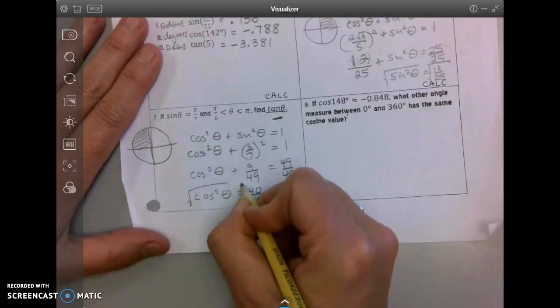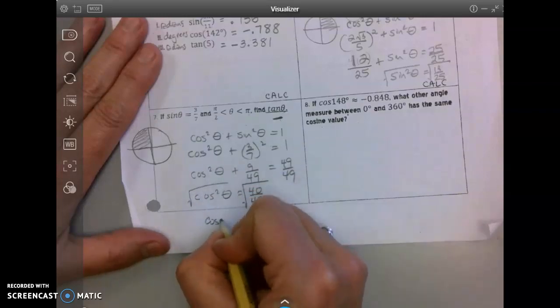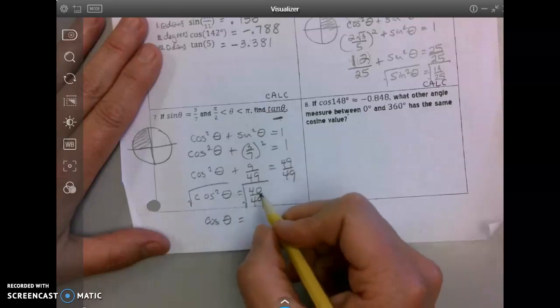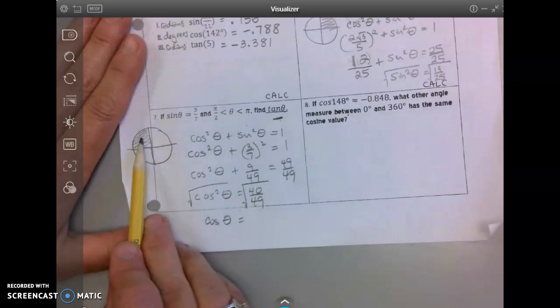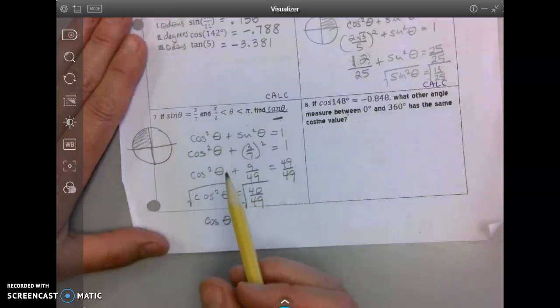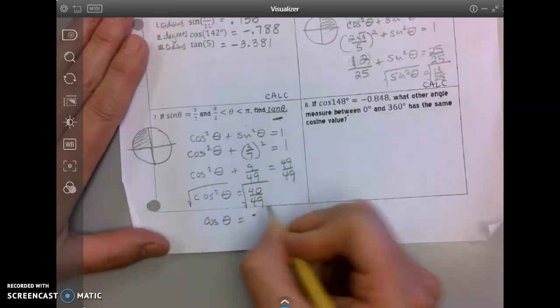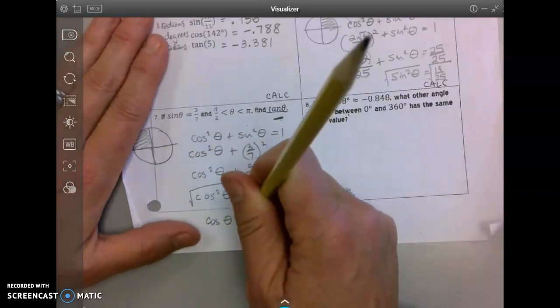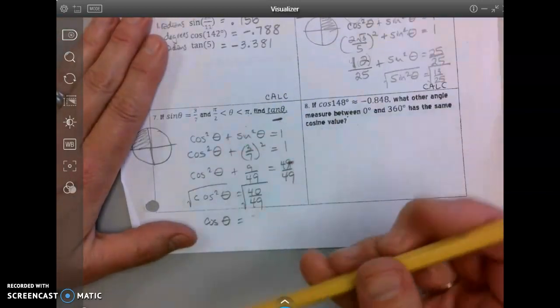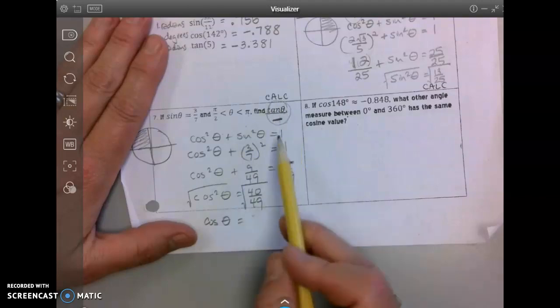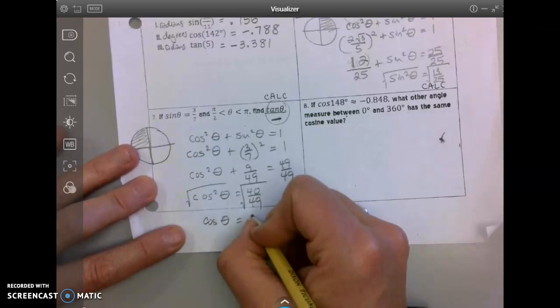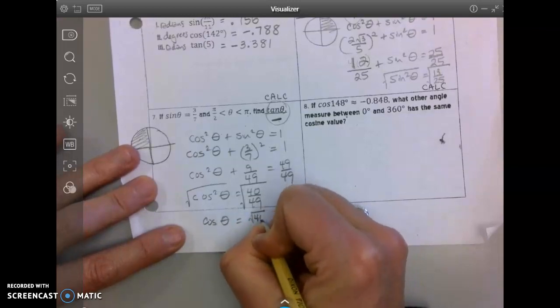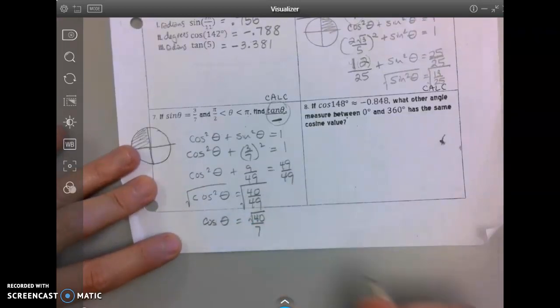I take the square root. Cosine of theta equals, it could be plus or minus, but in this quadrant, cosine would be negative. But it really doesn't matter. The sign doesn't really matter because I already know that my final answer up here needs to be negative. So I'm not going to bother myself with signs right now. I get the square root of 40 over 7.